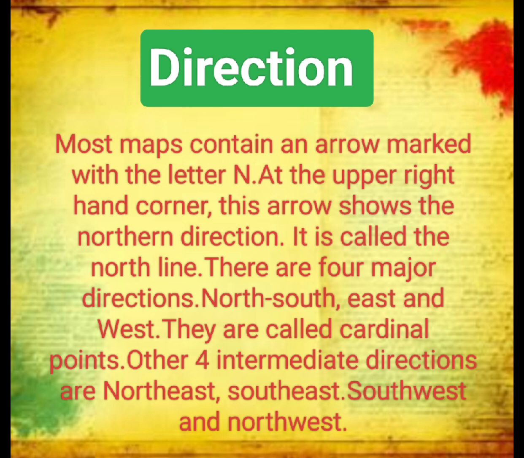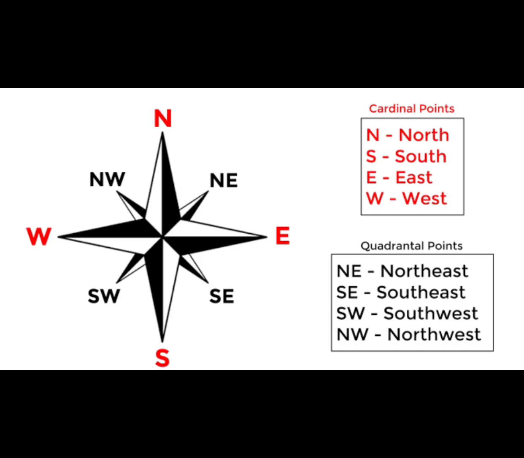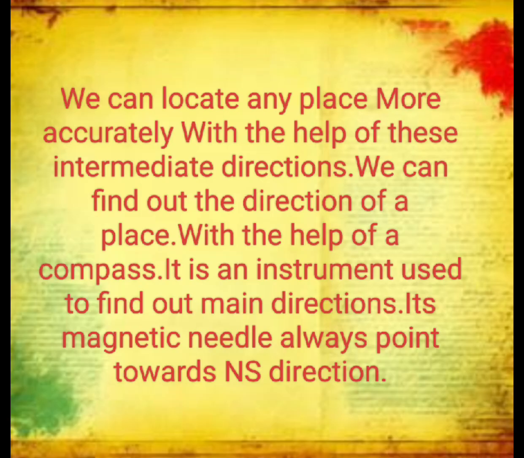There are four major directions: north, south, east, and west. They are called the cardinal points. And the other four intermediate directions are northeast, which lies between north and east, southeast, which lies between south and east, southwest, and northwest. We can locate any place more accurately with the help of these intermediate directions.